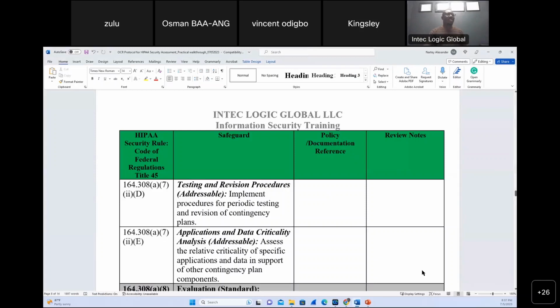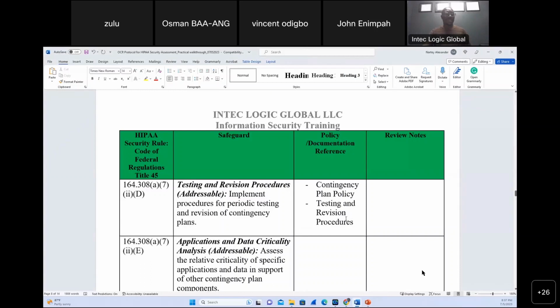Okay, let's continue. Testing and revision procedures. Implement a process for periodic testing and revision of contingency plans, right? Testing. So what document? Looks like the contingency plan document has everything. Very good. The contingency plan, the policy, that is correct, and testing and revision procedures. Sometimes they need to be testing procedures, right? What you follow to do your testing. So here, what do you want to see?